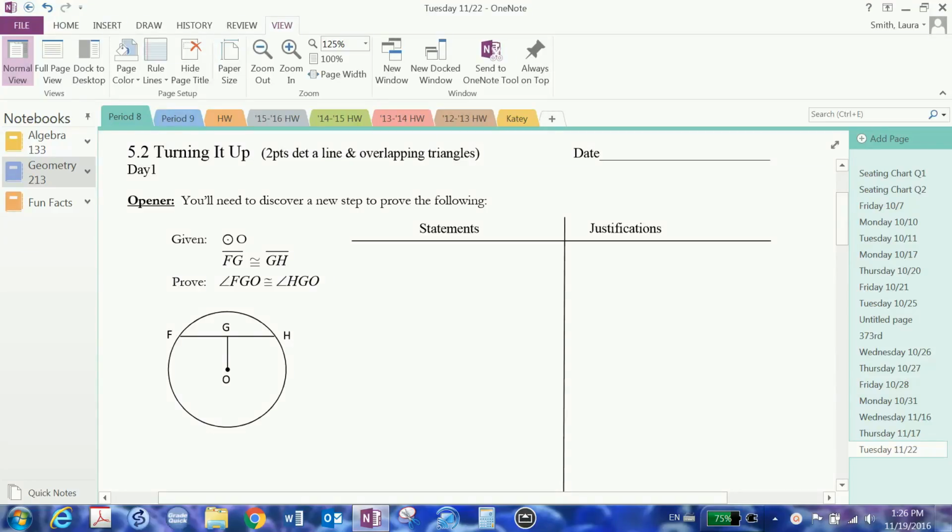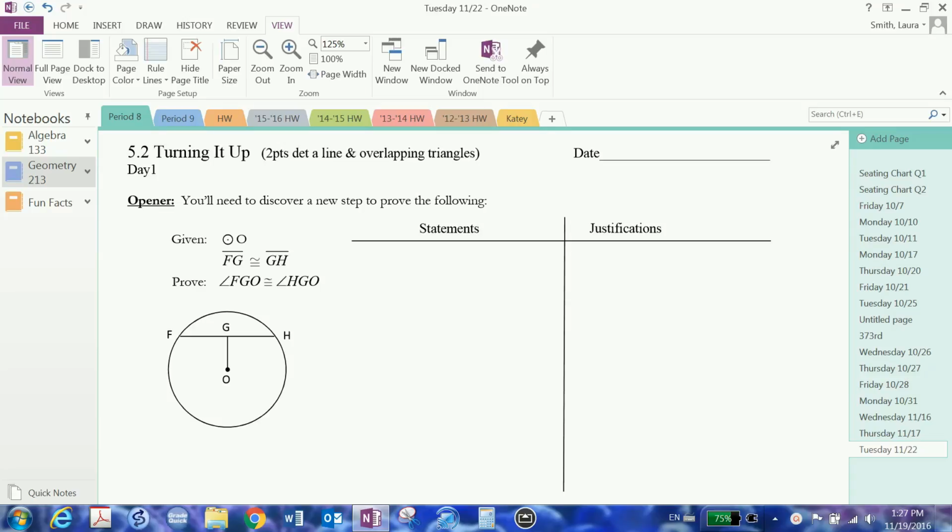Hello everybody. Today we are going to work on some more proofs, continuing in chapter 5 with circles and overlapping triangles. So let's take a look at the first one. What I'd like you to do is actually pause the video and think about a plan and what you might need to do in order to continue the proof for the first one. Please pause the video and then come back to it when you think you have a plan.